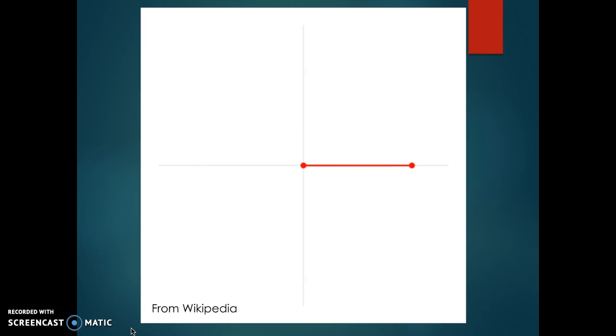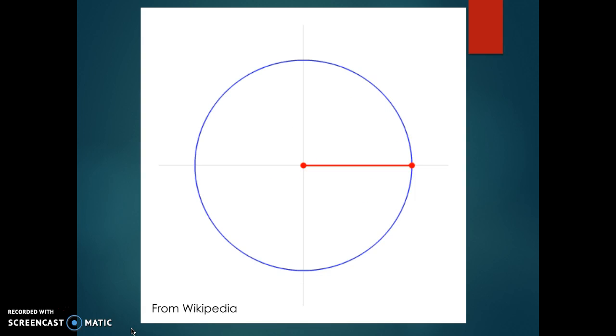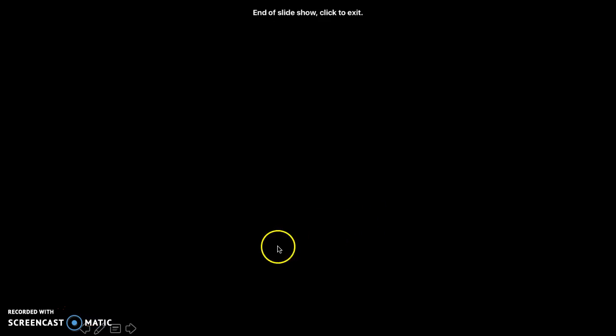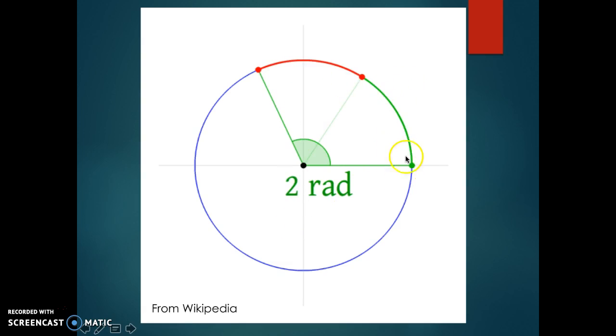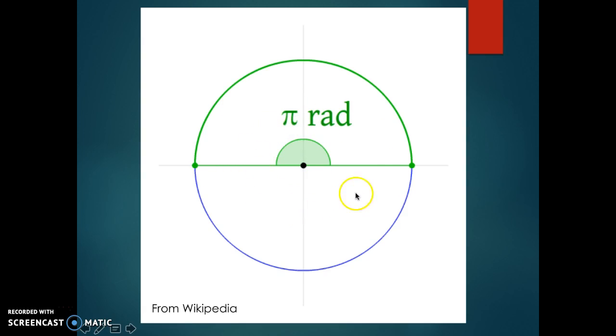So here we have a circle. We're making a circle with that radius r, the length of that red line, and we're going to trace that distance along the edge of the circle, and that angle represents 1 radian because that distance was 1 radius. And so you have 1, 2, 3.14 or pi radians in this half circle. And then for the full circle, it's going to be 2 pi radians. Okay?